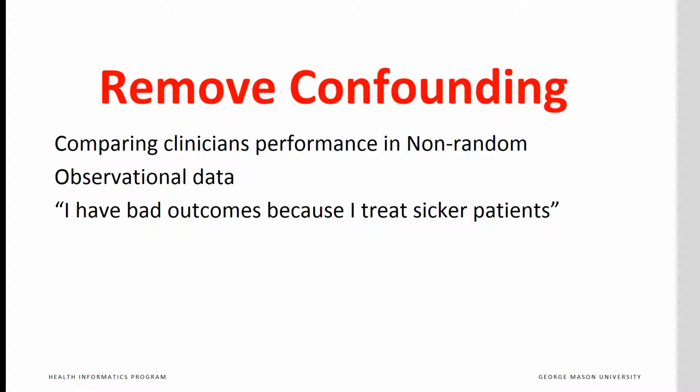The purpose of propensity scoring is to remove confounding in evaluating treatment effectiveness. For example, the purpose of propensity scoring in benchmarking is to remove effect of patient comorbidities in evaluating the effectiveness of clinicians. Thus, propensity scoring allows us to compare clinicians on patients with similar comorbidities.